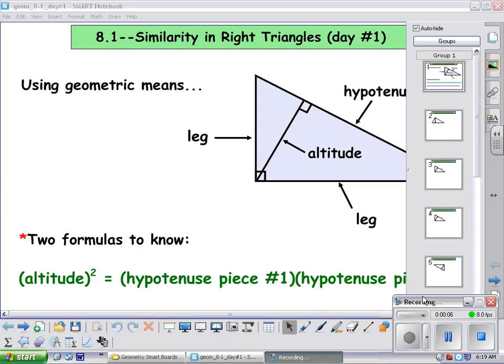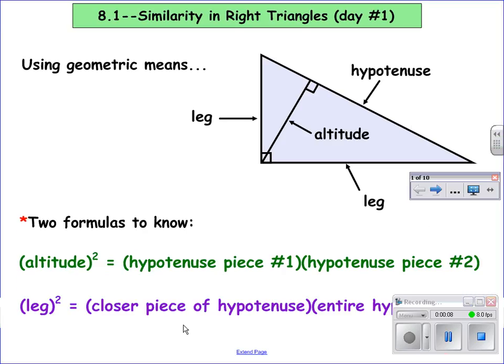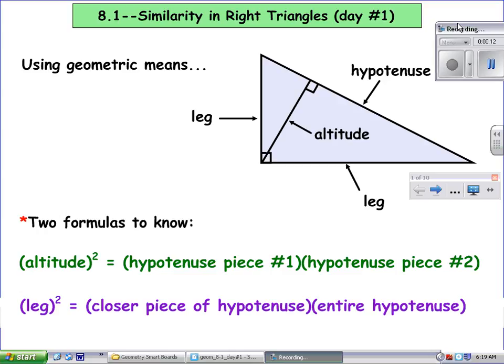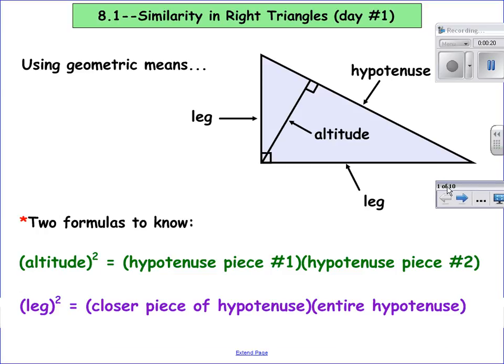We are actually looking at a new chapter today. We're in chapter 8. So we're moving right along here, and basically, we're going to use geometric means today. We'll get to that definition in a little bit, but this picture is really crucial for you. This picture and these two formulas, okay? So you need to basically commit this page to memory.